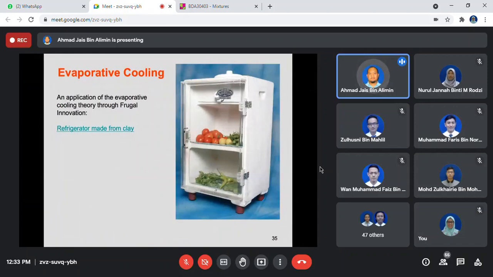Another application of evaporative cooling is by innovators or inventors who adopt the concept of frugal innovation. If you have the opportunity, you can Google and search the concept of frugal innovation, and key in the word refrigerator. Frugal innovation means that you use the basic fundamental concept of any scientific or technology concept, and you implement it without the use of complicated or high-end technologies. For example, this invention from the country of India.